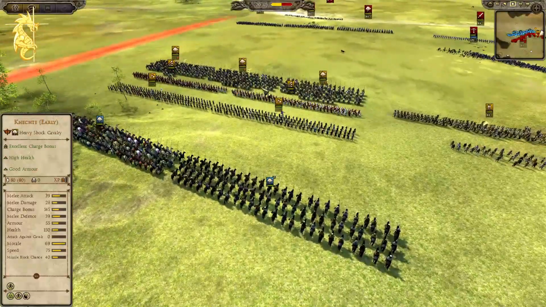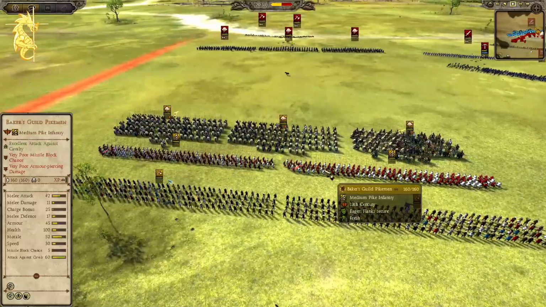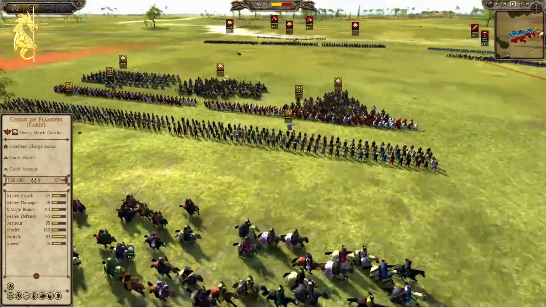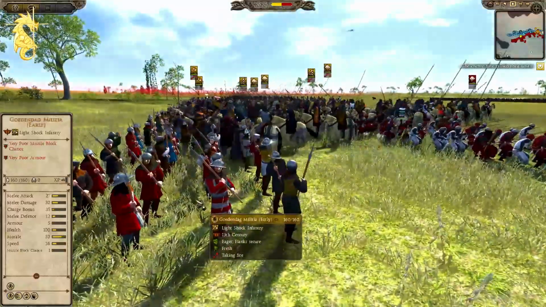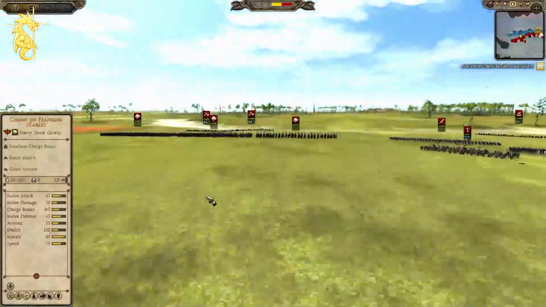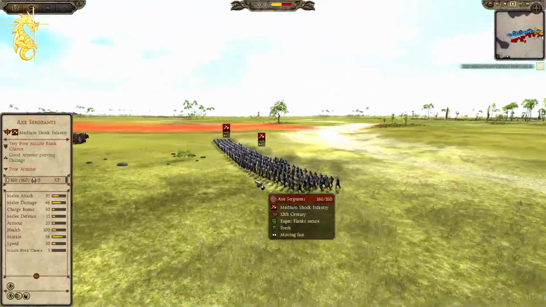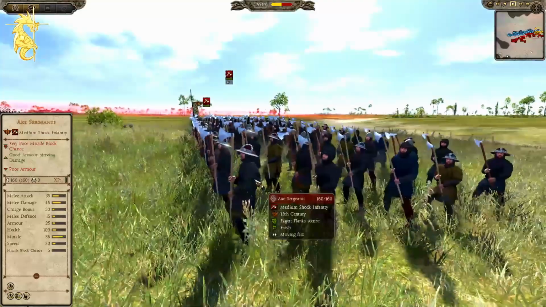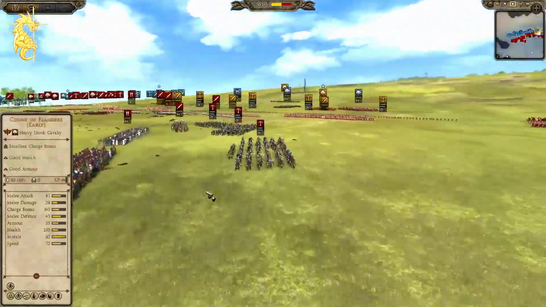You can see 1, 2, 3, 4, 5 units of cavalry for the coalition, as well as some pikemen and some shock infantry. And then on the other side for the French, we have got 3 units of cavalry and 2 shock infantry. Axe sergeants. Look at those axes. Looks like they're just kind of staring at each other.